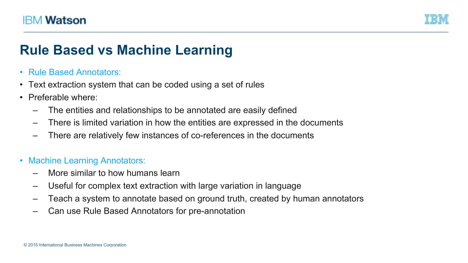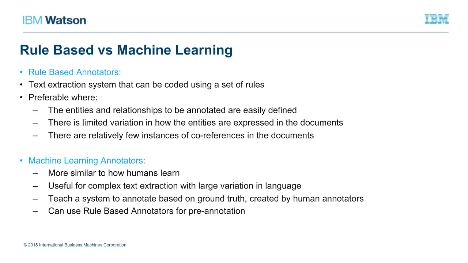So that's ideal where the entities and all the relationships in the document are very easily defined with very limited variation. So for example, if your documents contained, let's say, mobile telephone numbers, they would follow a similar pattern, or in fact an identical pattern every time. So therefore it should be possible to code some rules or some regular expressions to be able to extract those numbers.